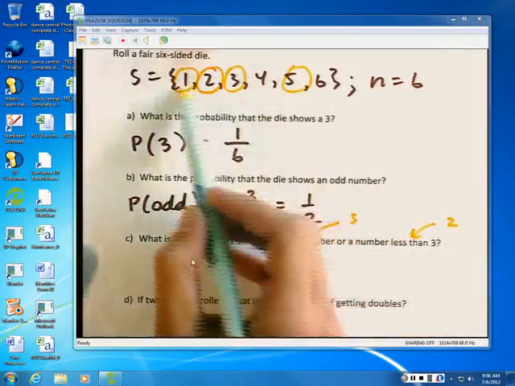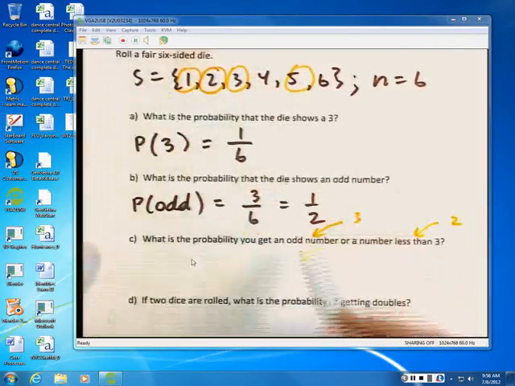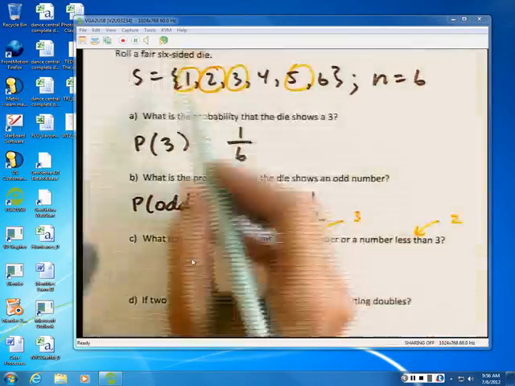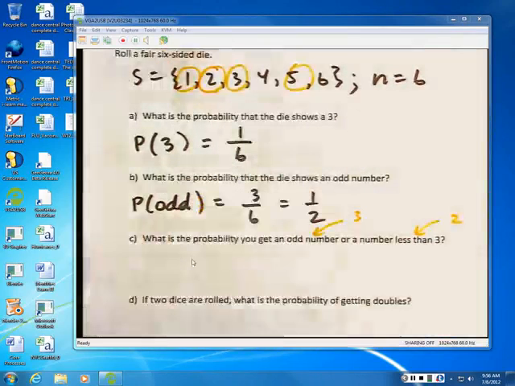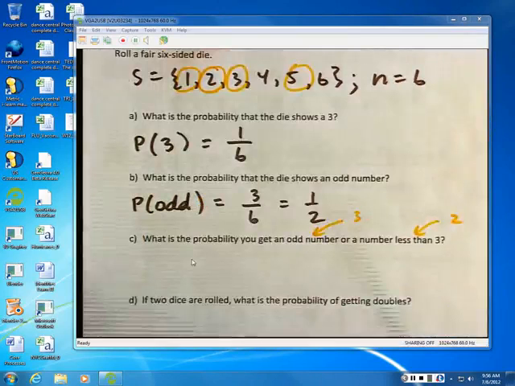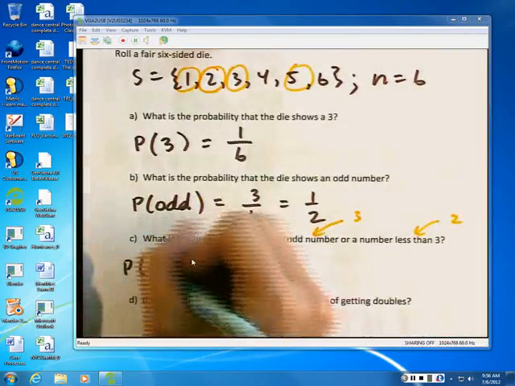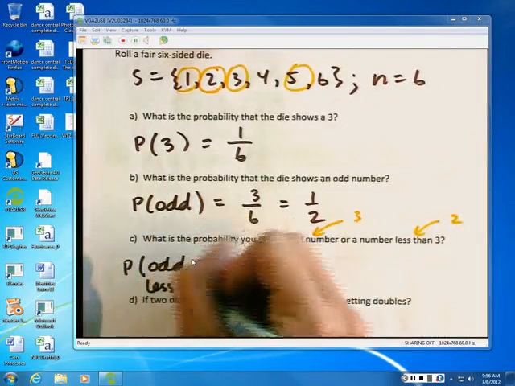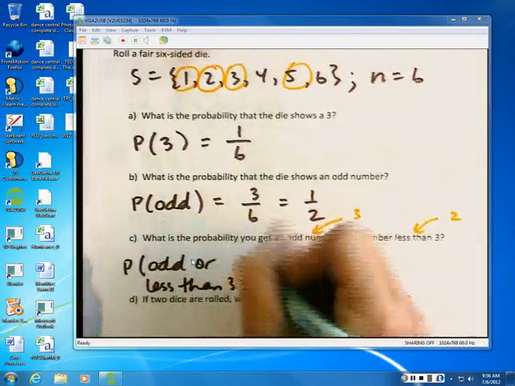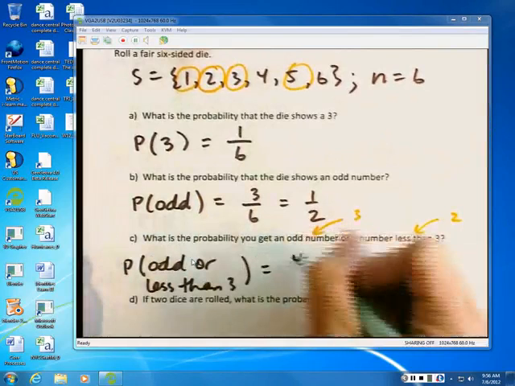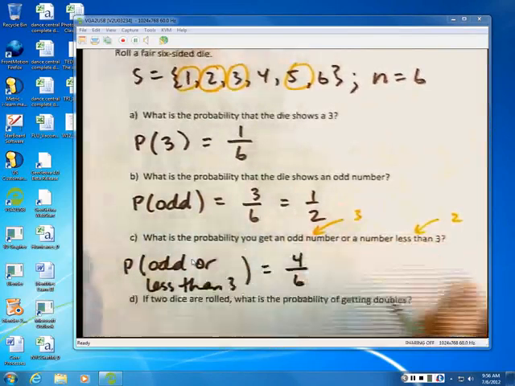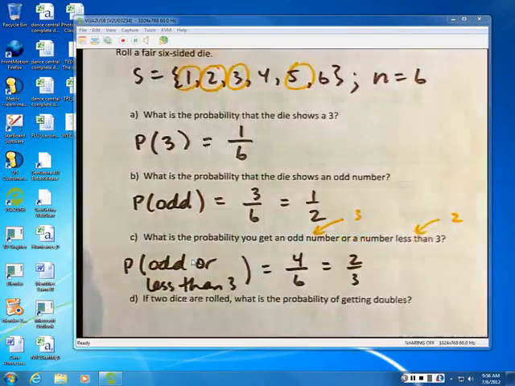So of my 6 outcomes, the ones that satisfy either an odd number or a number less than 3 are the 1, 2, 3, 5. So that would be 4 of them. So the probability of odd or less than 3 is favorable, which is 4, out of total, which is 6. And if I reduce that down, I would get 2/3.